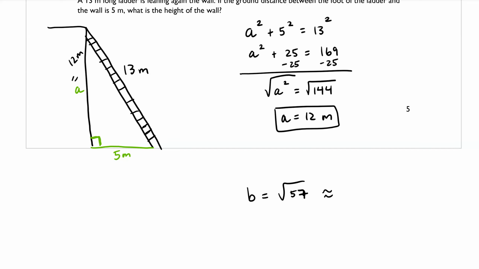So you'd get some long decimal, but depending on how many decimal places it asks you to round to, you might say that this is approximately 7.55 if I rounded to 2 decimal places. So just read the question and see how it asks you to round it.